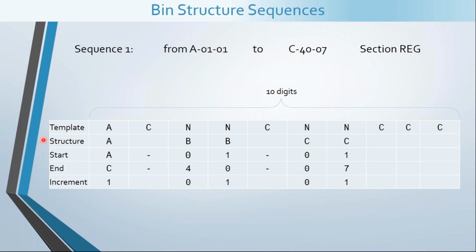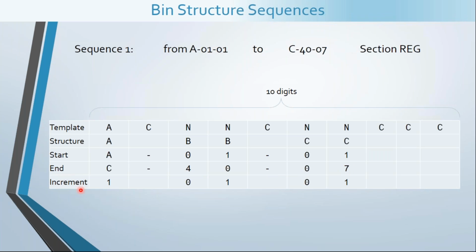We'll come back to structure. Let's first discuss the start value. It's self-explanatory. We have to start from A-01-01, so we just enter the same value here, A-01-01. Similarly, we can also give the ending value, C-40-07.